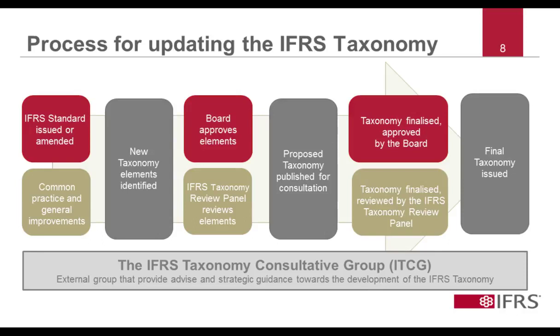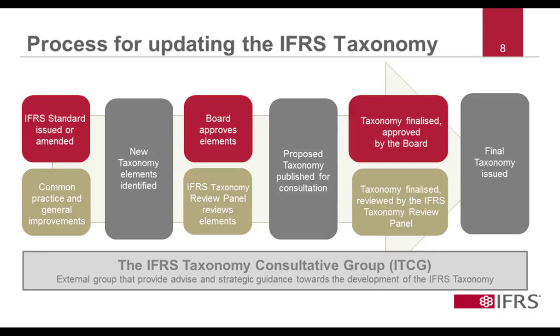The annual taxonomy is a compilation of a number of updates that have been developed during the year. There are two types of updates for the IFRS taxonomy. Firstly, there are changes made to the taxonomy based on any new or amended IFRS standards. There's technical oversight of these changes, and that's by the board, and it's similar to the process for IFRS standards.